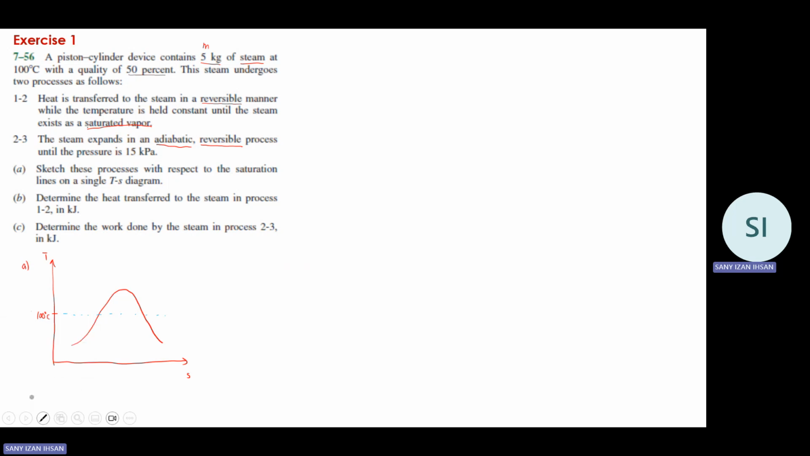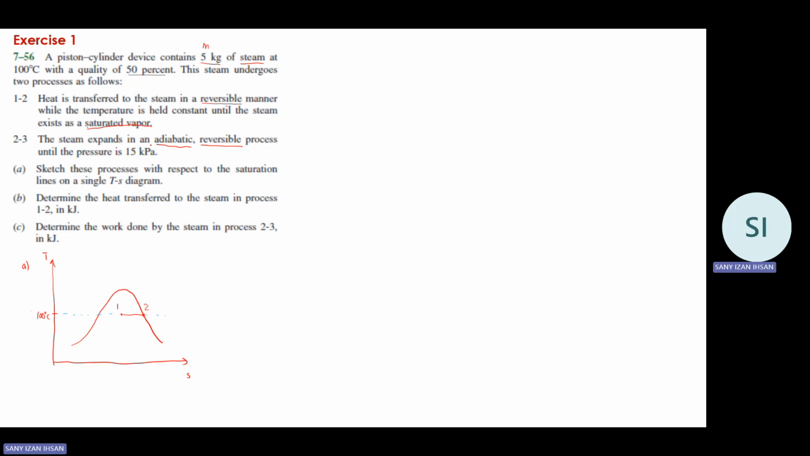So we know that state 1, the initial state, is at that point, somewhere there. We can label that as state 1 because temperature is 100 degrees and quality is 50%, so 50% saturated vapor and 50% saturated liquid. Heat is transferred to the steam, reversibly. While the temperature is held constant, the temperature will remain constant until the steam exits as saturated vapor. It will undergo this path until all the steam becomes saturated vapor. I think that will be quite straightforward. Remember, in the saturated condition, you have constant temperature and constant pressure. We can check in the table a bit after this.